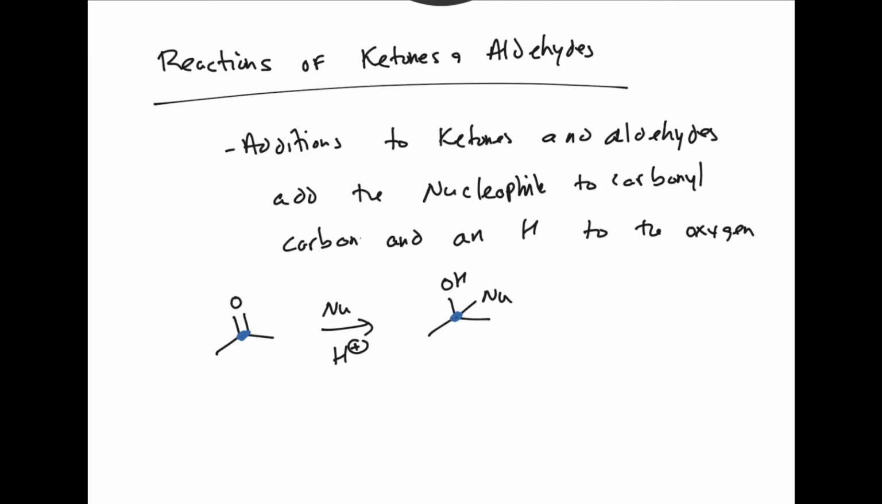So it's kind of like when we added HBr to alkenes, we added H to one side, Br to the other. Here we're doing something similar. We're adding nucleophile to one side, H to the other side, right? The reason this works is when you look at a carbonyl, the carbonyl oxygen is slightly negative and the carbonyl carbon is slightly positive, right?